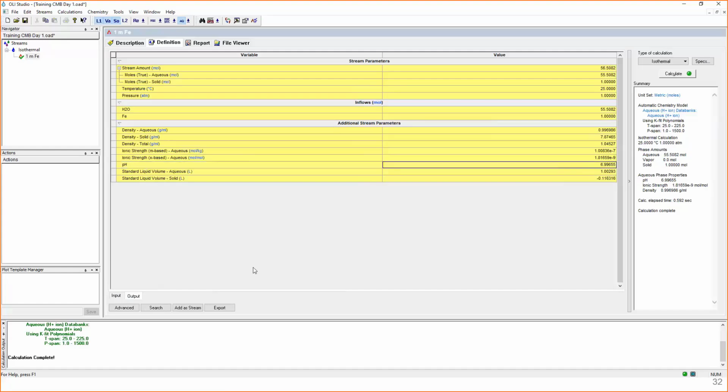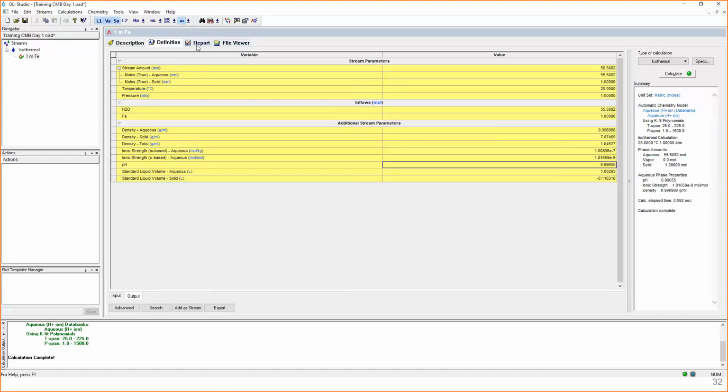The second way of analyzing the results is to go to the report tab. You'll see you have your description tab in the top, definition, and then you have the report tab. You also are seeing probably this file viewer I have here. This is something that I turn on. It's usually turned off by default, so maybe you don't see it there. And don't worry about that. We don't need it for this training, or for any type of calculation. I sometimes use it, but please forget about this.